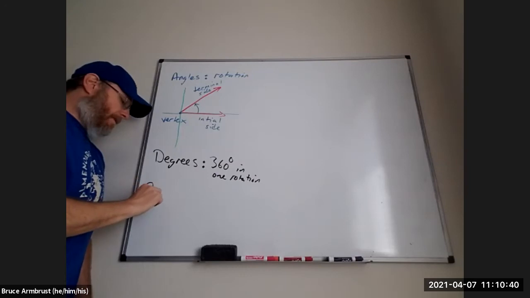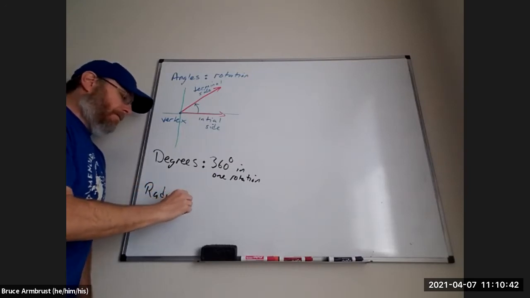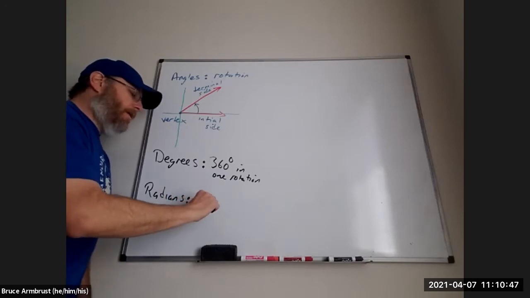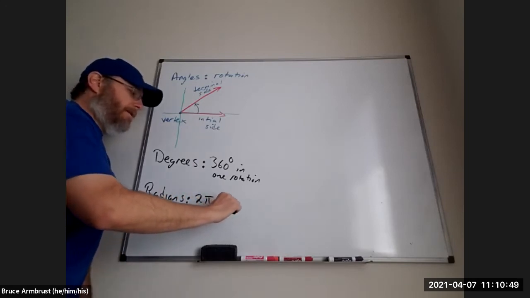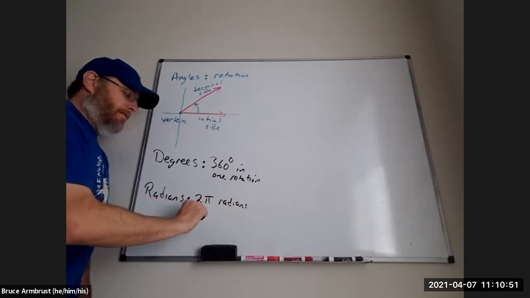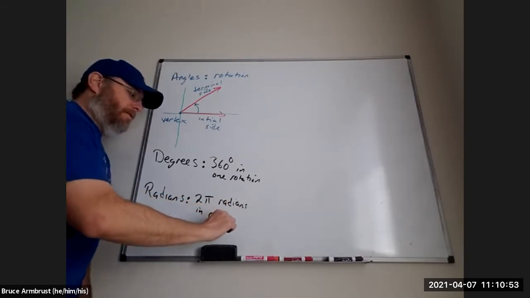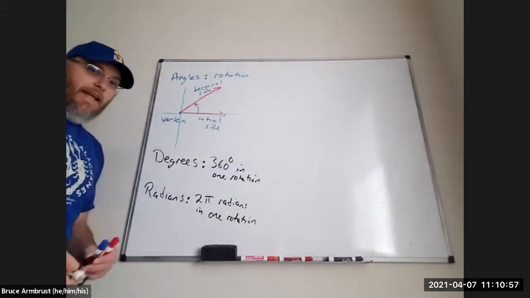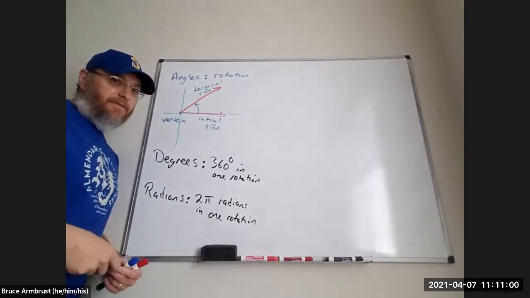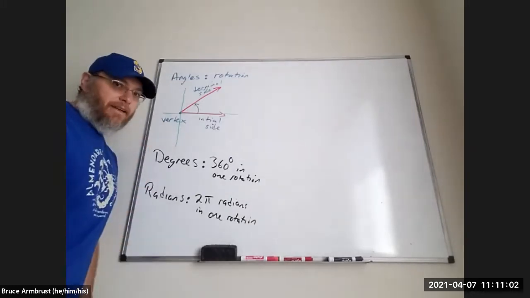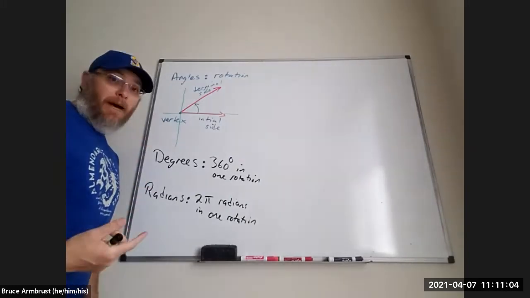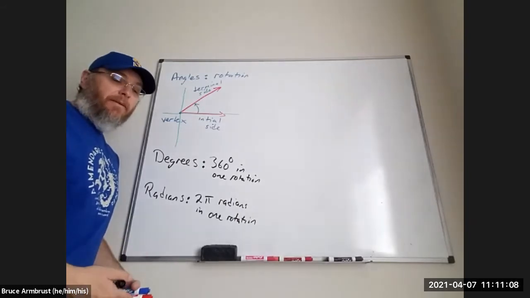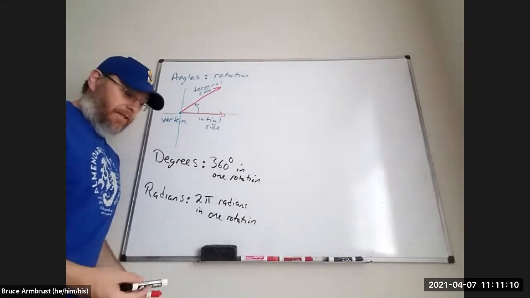And then the other one was radians. It's the other useful one. And for radians, there are 2 pi radians in one rotation. And on the surface, it feels really weird. 2 pi, right? Like, what the hell? But as we talked about last time with the definition of radians, it makes sense that it's 2 pi.